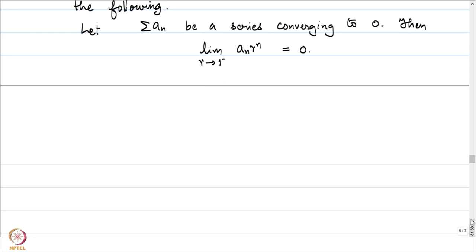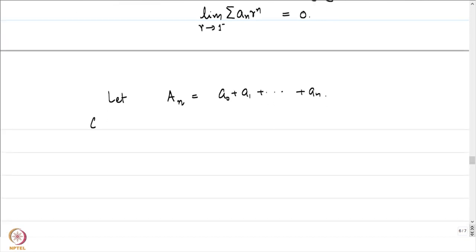Let's now try to prove this statement. Careful, the sum was missing, the sum a n r to the power n will be equal to 0. Right, so if you look at summation a n r to the power n, okay, so even before we go about proving that, notice that summation a n is converging to 0. So let capital A n be equal to a 0 plus a 1 plus up to a n. The fact that summation a n converges to 0 means that given epsilon positive, there exists some capital N such that for all n greater than capital N, mod of A n is less than epsilon. That is what summation a n going to 0 means.